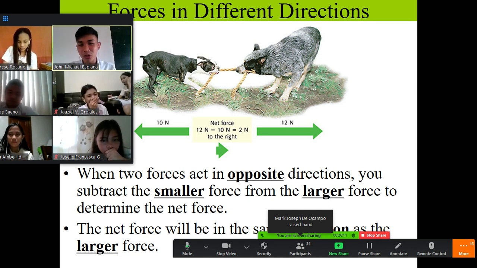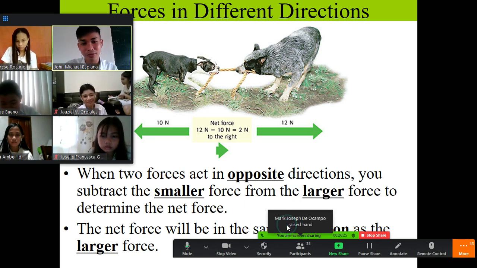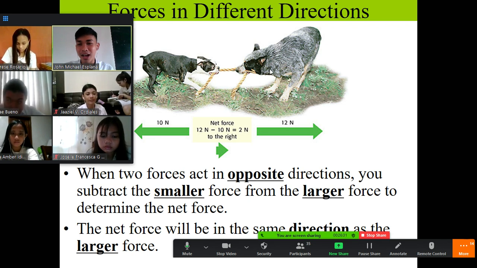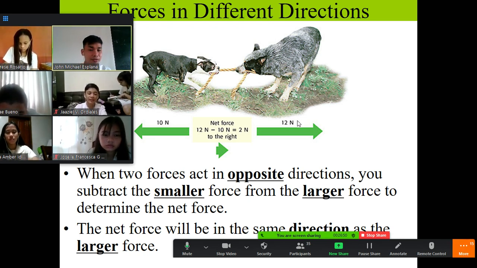So yung object, yung isa, it's pulling the rope towards the left, and that is the dog. Yung isa naman, I don't think if this is a wolf, but let's categorize it as a wolf for the sake of this discussion. So a dog and a wolf, nagtatag of war sila, nag-aaway. So, hinihila nila yung rope in the opposite direction. So, take a look at the illustration. Yung dog has the magnitude of 10 Newton, or has the force of 10 Newton. The wolf has the magnitude of 12 Newton, or has the force of 12 Newton.